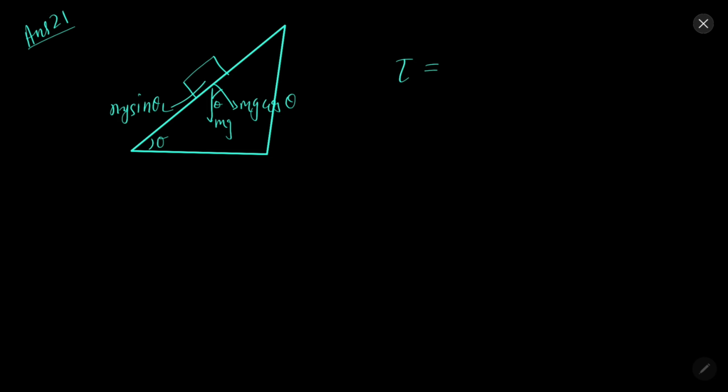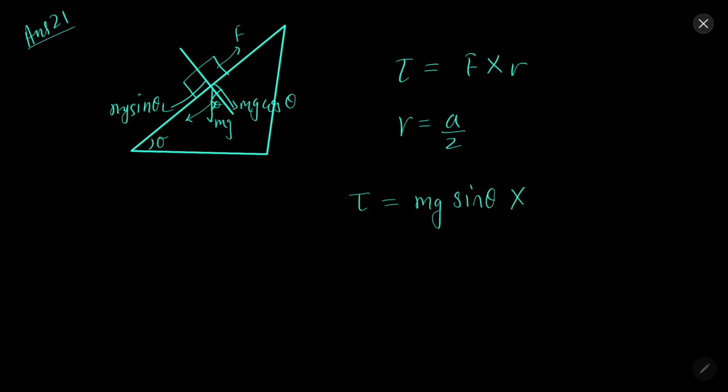Now the torque is force times the perpendicular distance. R will be a by 2, where a is the edge of the cube. So torque will be mg sin theta, because the force is this, mg sin theta, cross a by 2, because this is the axis, so the perpendicular distance is a by 2. So torque will be half mg sin theta.